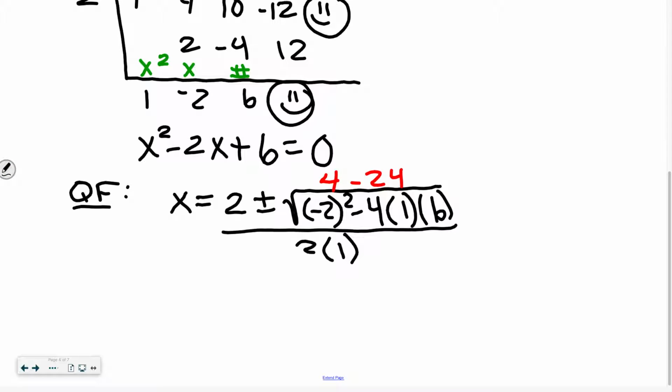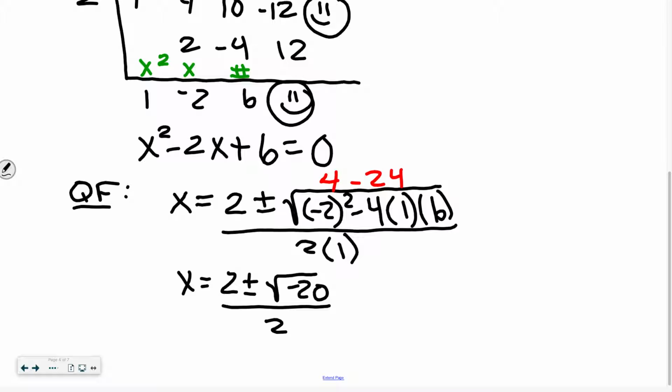So that's going to be 4 minus 24. Which now we can see why it didn't factor, right? 4 minus 24, my discriminant is negative, so I'm going to have 2 imaginary solutions, which are not on that list. So it's 2 plus or minus the square root of -20 all over 2.